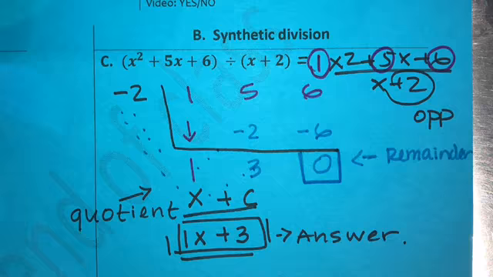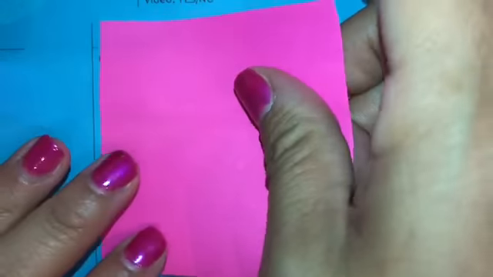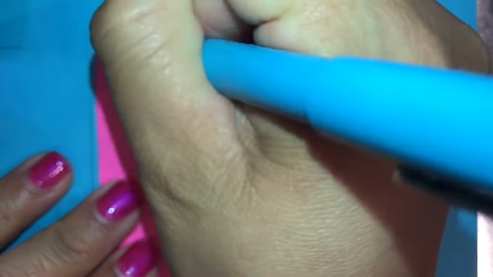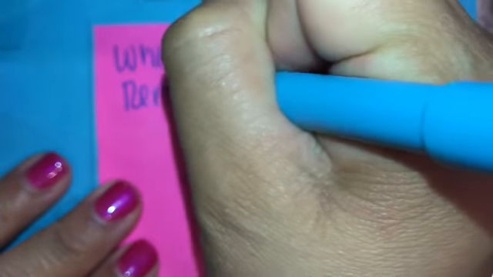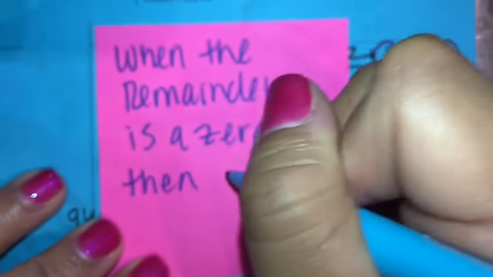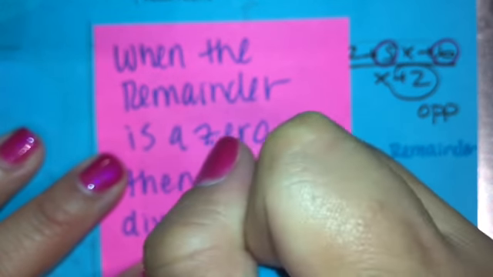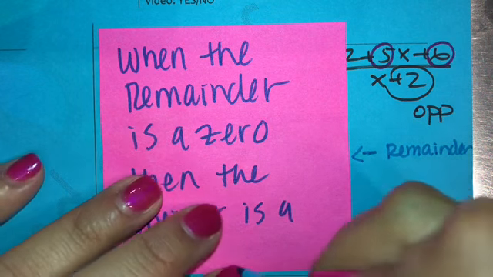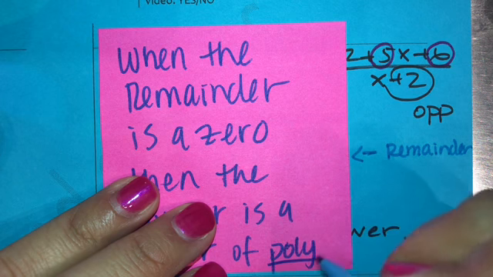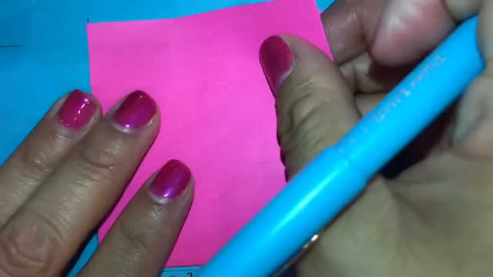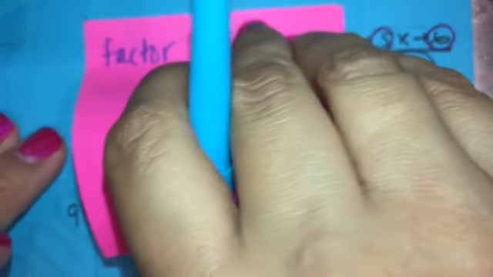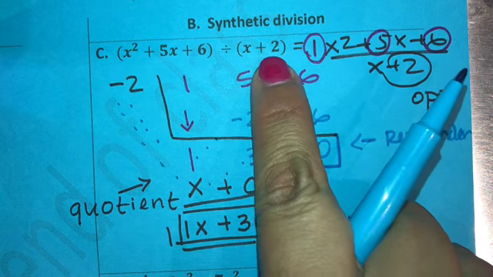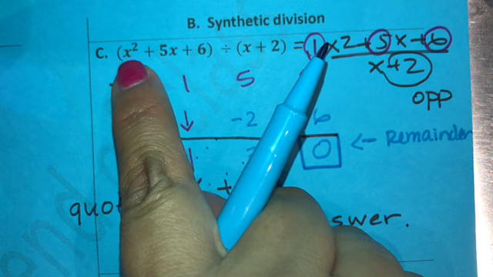Okay? So what I would like for y'all to know is that when the remainder is a 0, then the divisor is a factor. So it's a factor of the polynomial. What that means when I say something is a factor, if we look at our equation, we said x plus 2, and we had it being divided into this polynomial.